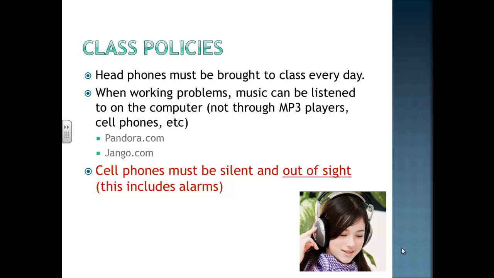Headphones must be brought to class every day. That's how you hear the lessons. We mentioned that. When working problems, music can be listened to on the computer. Again, not cell phones or MP3s. So if you're listening to your cell phone and one of the instructors or tutors asks you to put it up, there should not be a confrontation, because we're giving you the expectations up front. My dad used to say, let you know up front so you don't stick out behind.